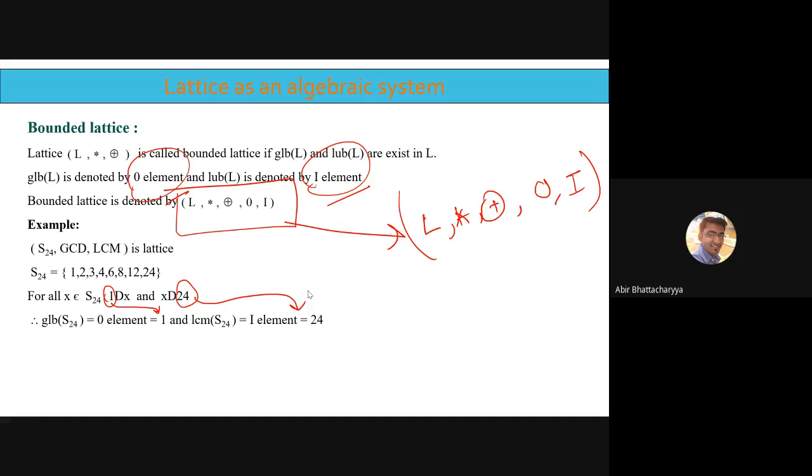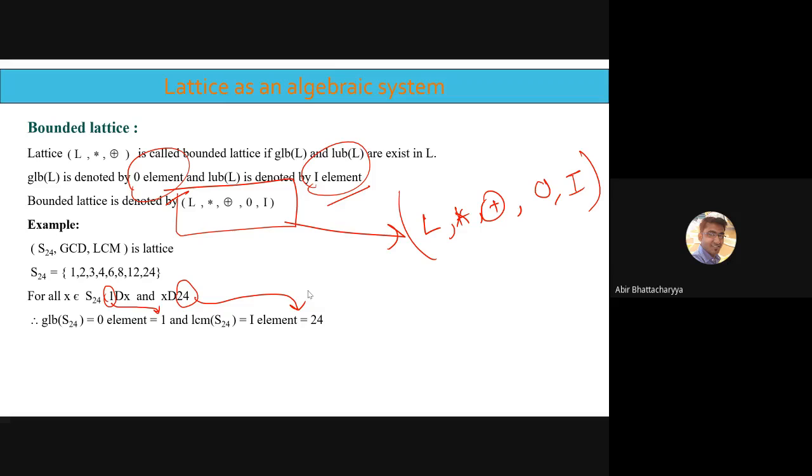Please write C on the chat box if it is clear to all of you. How to figure out the 0 element and I element from any set. Is it clear to all of you or not? It should satisfy this condition: 1 divides any number and any number divides 24. And hence 1 and 24 are the 0 element and I element.